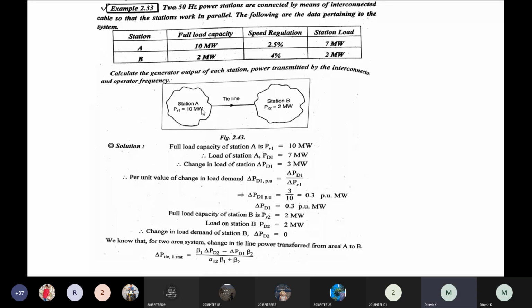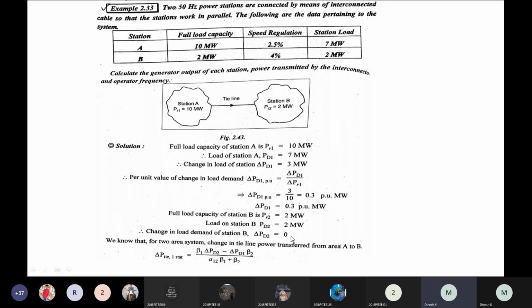So I'll proceed with the solution. The full load capacity of the station A வந்து பார்த்தீங்கன்னா PR1 10 megawatt. The load utilized should be 7 megawatts. So the drop or change in load station due to the demand one is 3 megawatt. So the per unit value of the demand one is del PD1 by del PR1. So 3 by 10, 0.3 per unit megawatts, we have the reserve capacity that is mentioned in your del PD1. Likewise, the full load capacity of station B is PR2 2 megawatt and load is utilized as 2 megawatt. So your del PD2 should be 0.